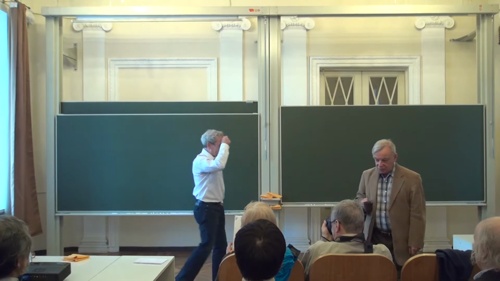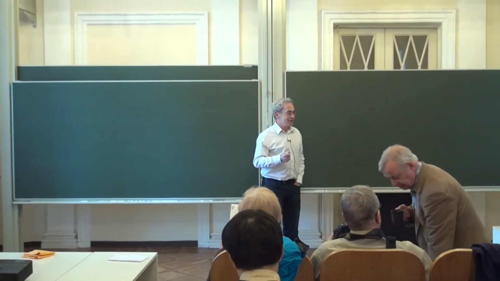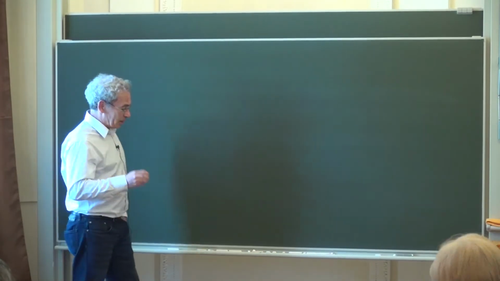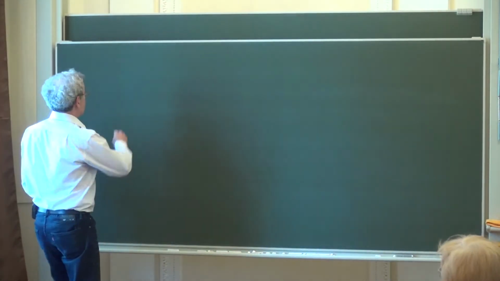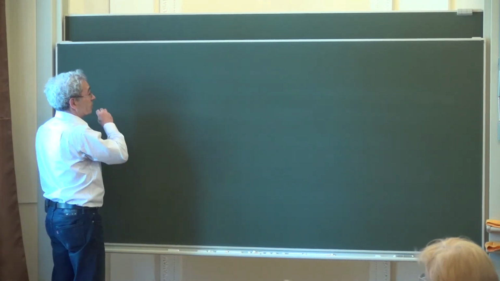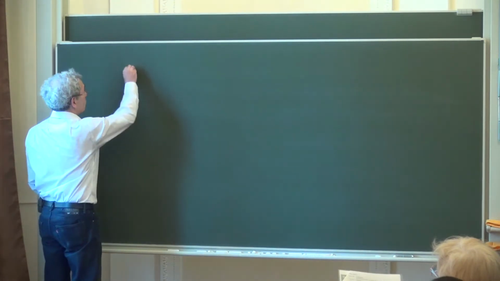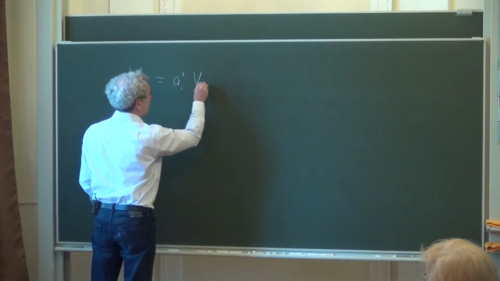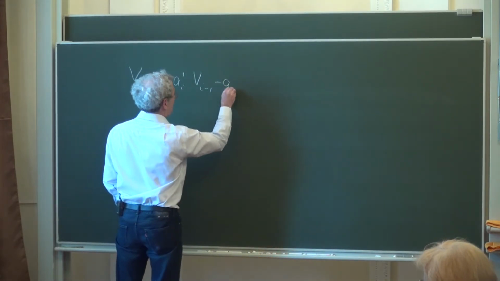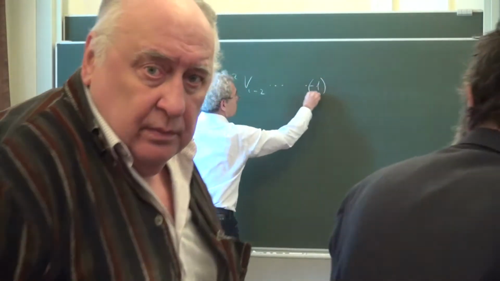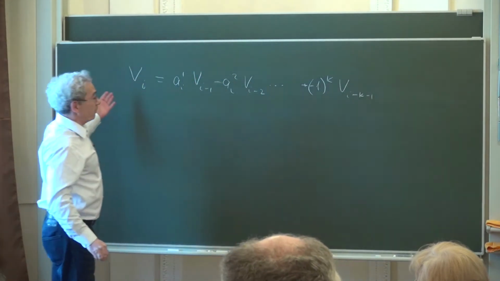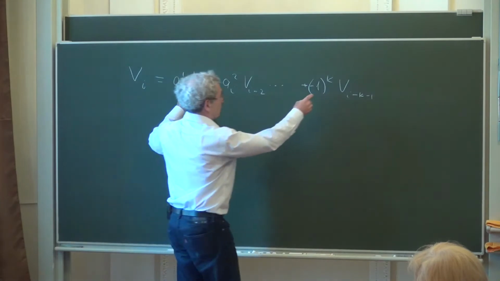Past, present, future, intertwiners. I'm not sure that I'll always be accurate attributing something to past or present, but I'll start from a very classical object, which goes back, as we'll see, to Gauss. This is just a linear recurrence, or you can think about it as a linear difference equation: v_i equals a_i1 v_{i-1} minus a_i2 v_{i-2}, and so on, up to minus 1 to the power k v_{i-k-1}. This is not powers, this is just indices.